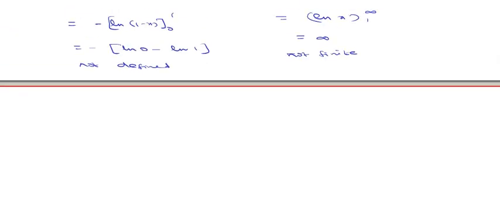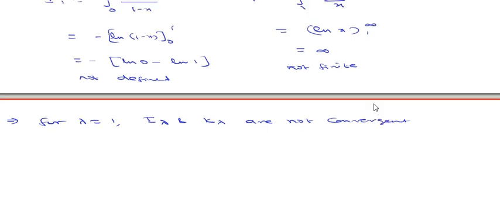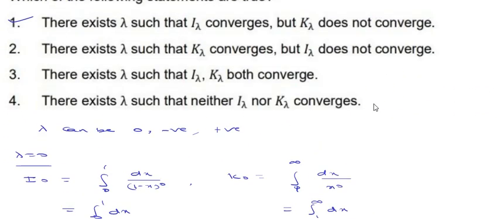Therefore this implies for lambda equal to 1, I lambda and K lambda are not convergent. So the option, there exists lambda such that neither I lambda nor K lambda converges, is true.